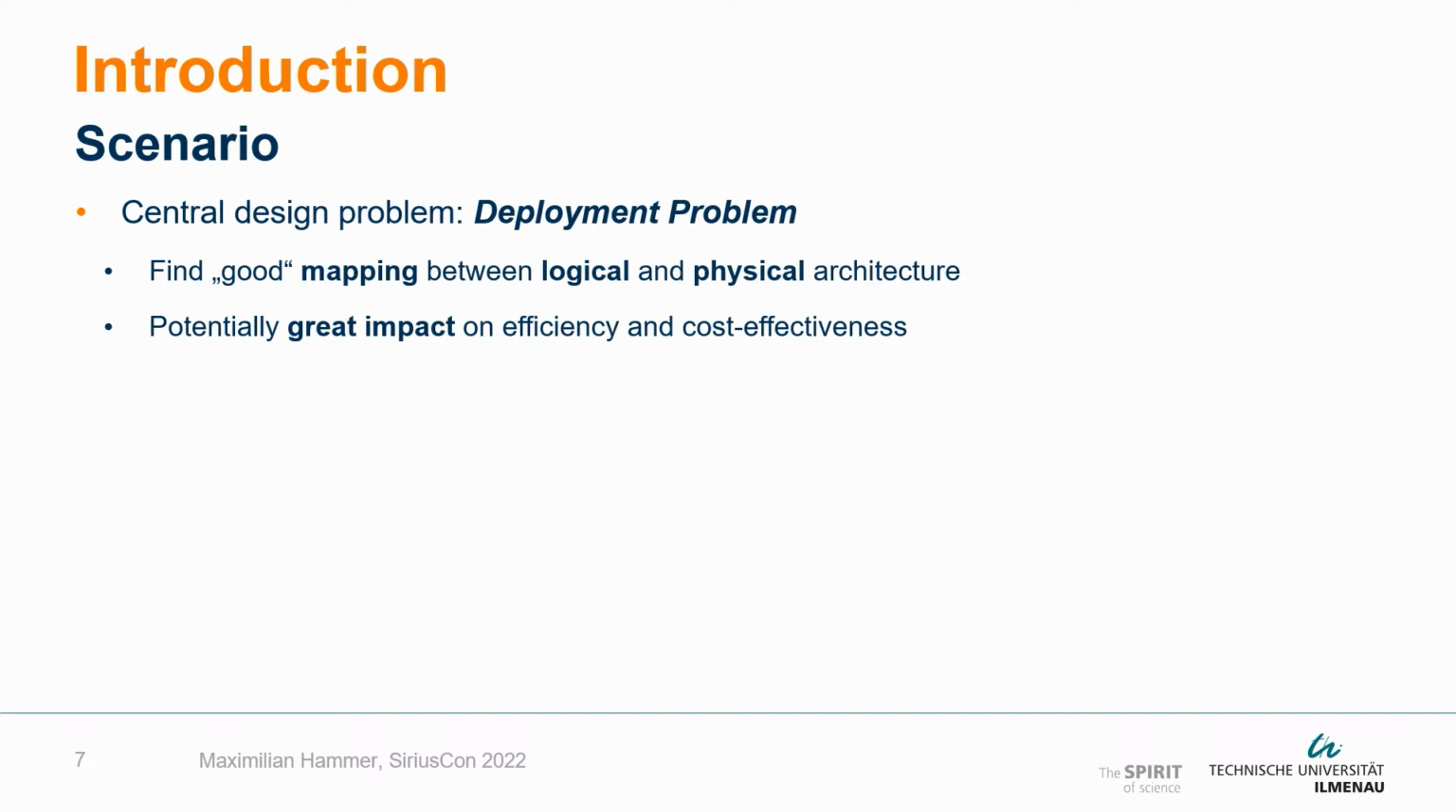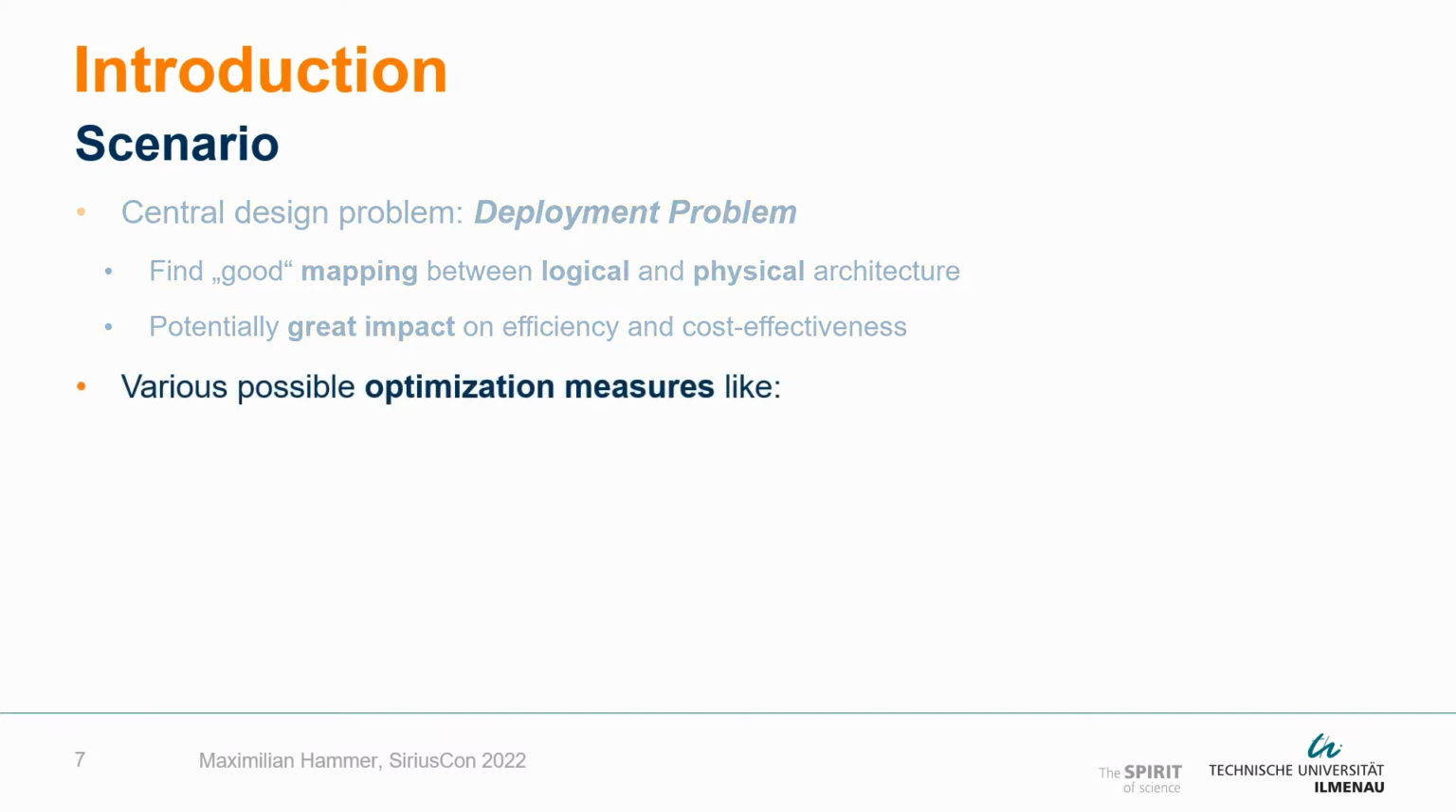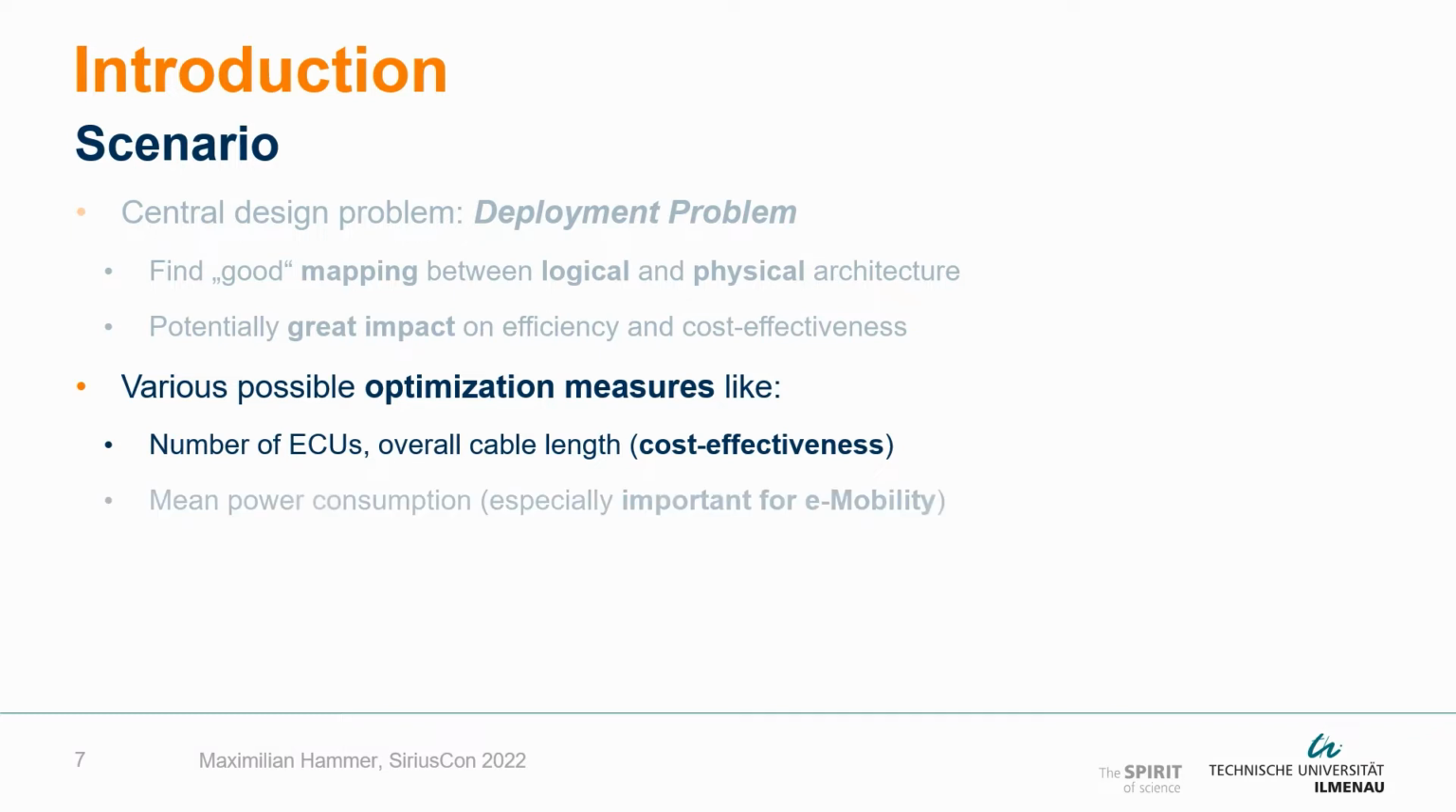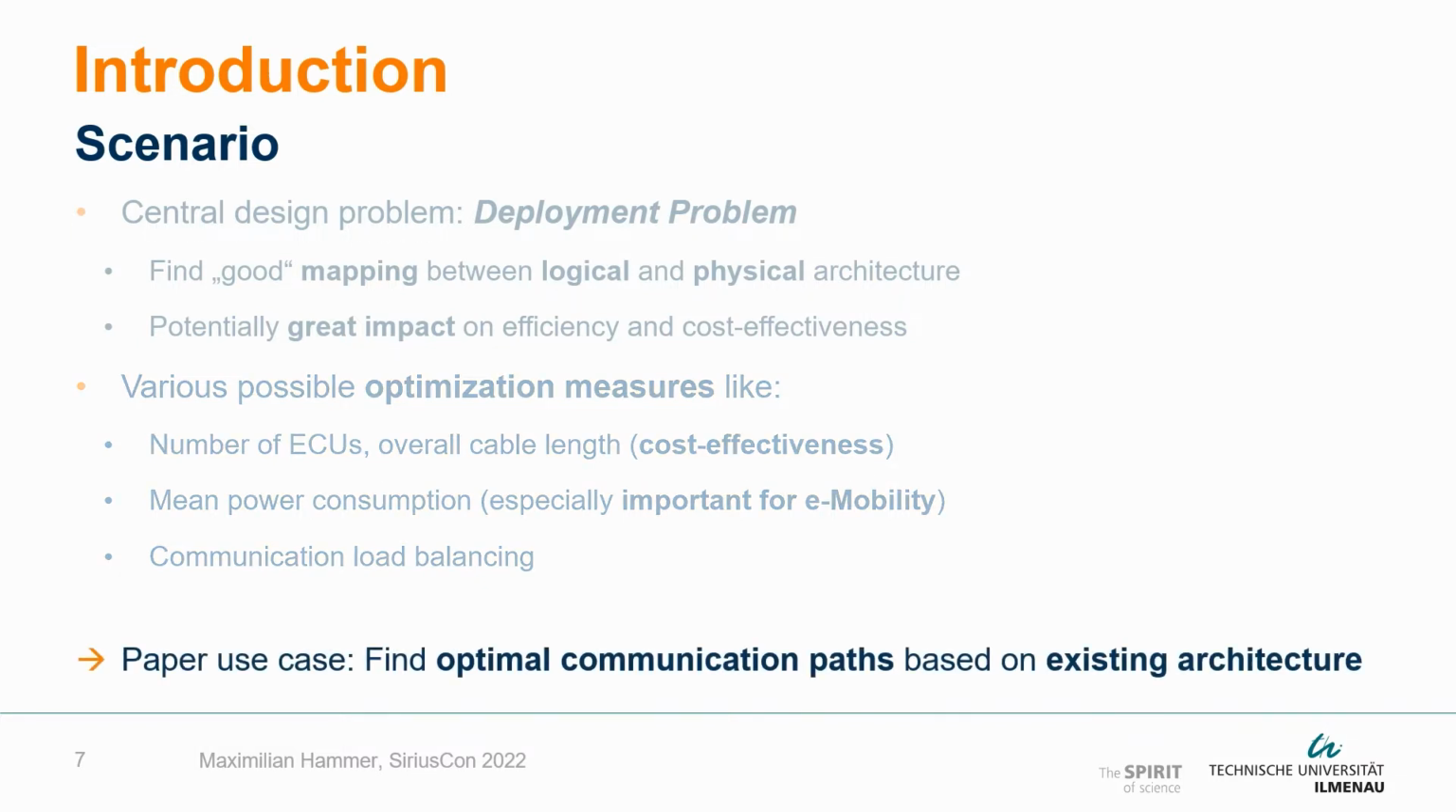Such mappings can aim for a variety of optimization measures. For example, the number of required control units or overall cable length, which concern cost-effectiveness, as well as the mean power consumption or load balancing of communication buses during operation, which concern efficiency. For this paper, we assume an altered version of the deployment problem, which is finding optimal communication paths between ECUs which run related logical functions based on an already existing architecture.